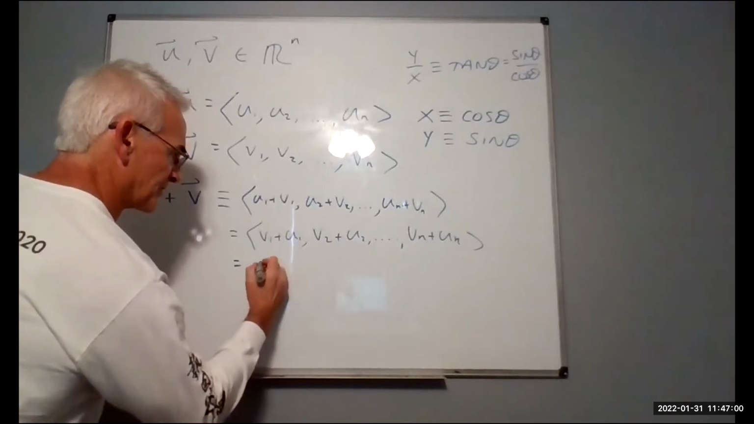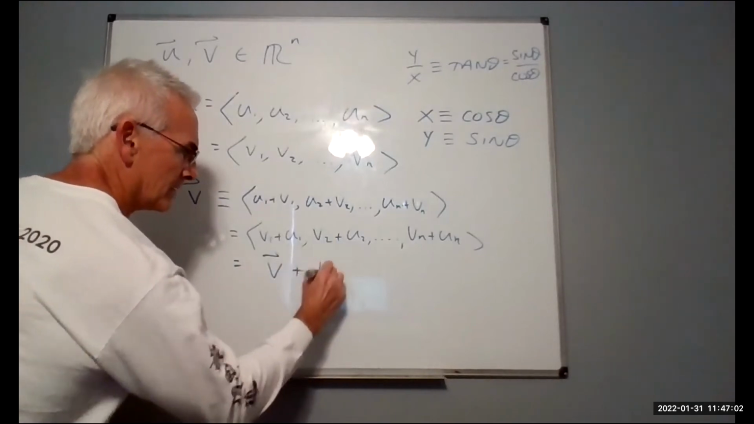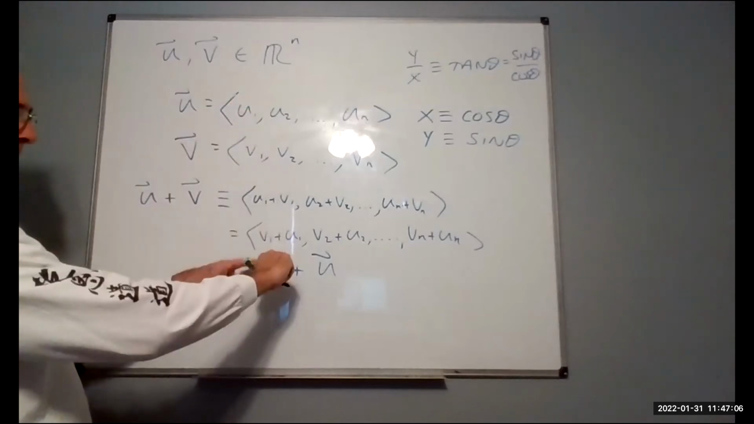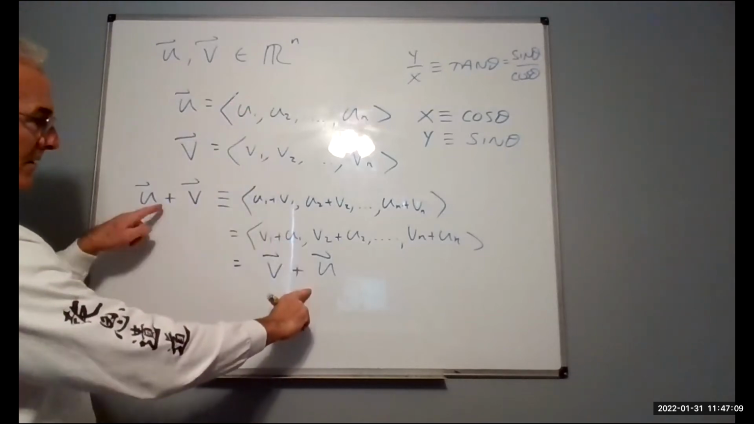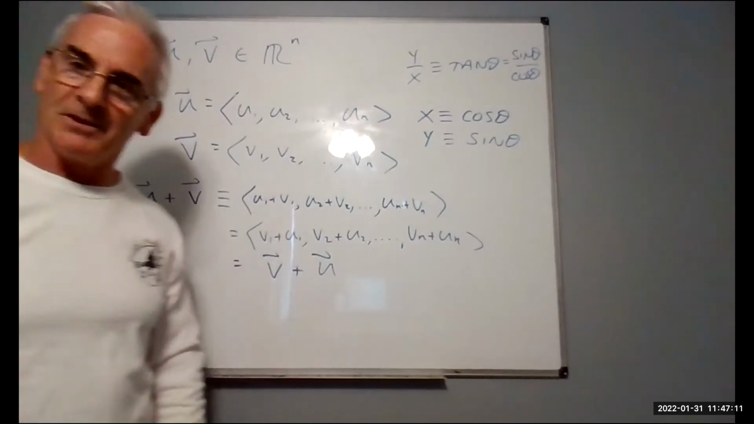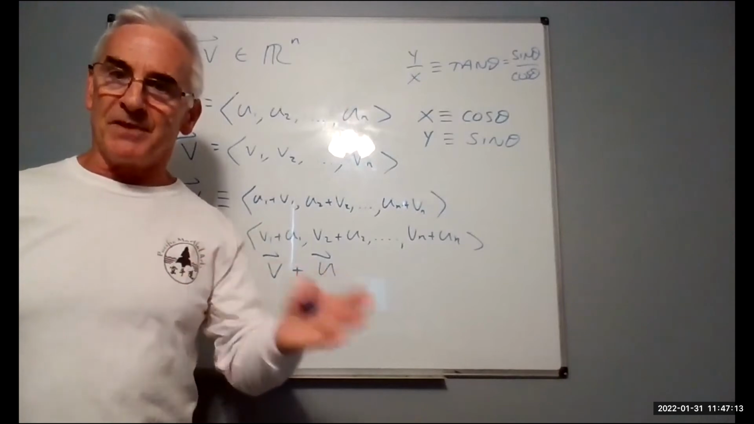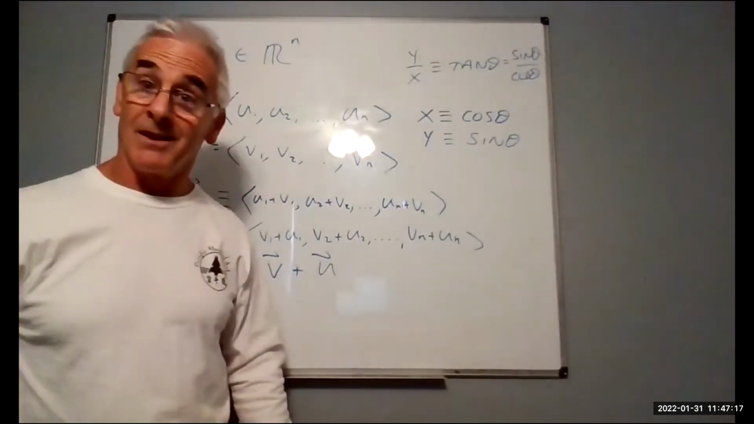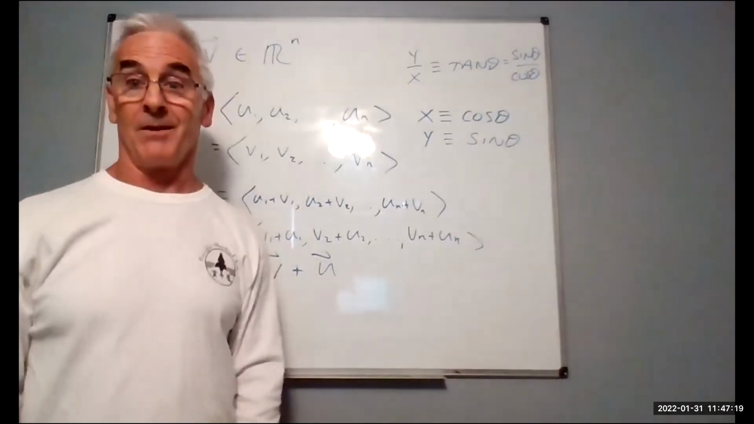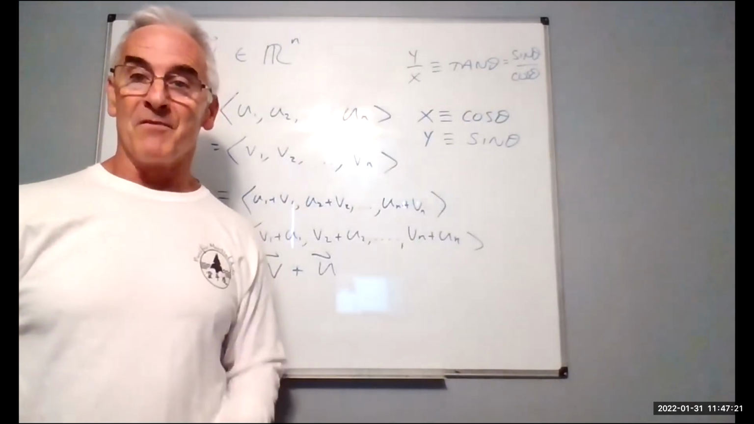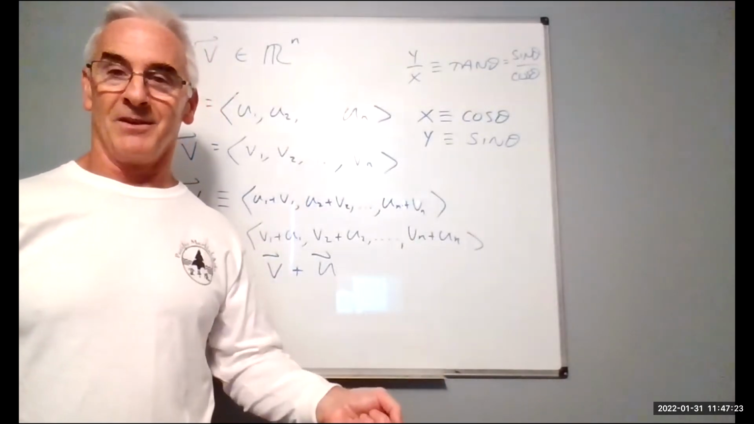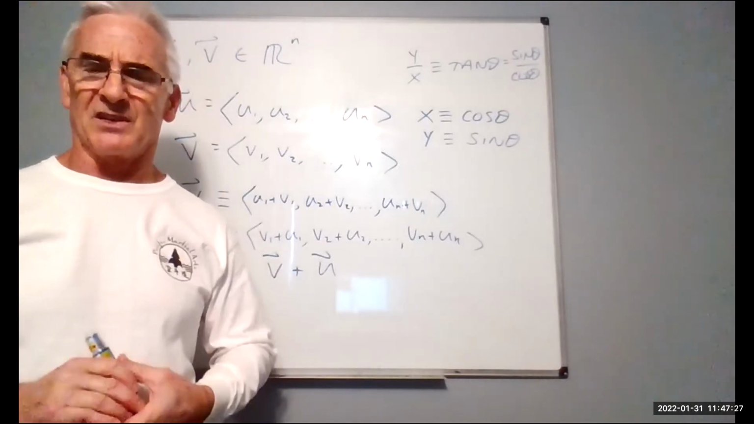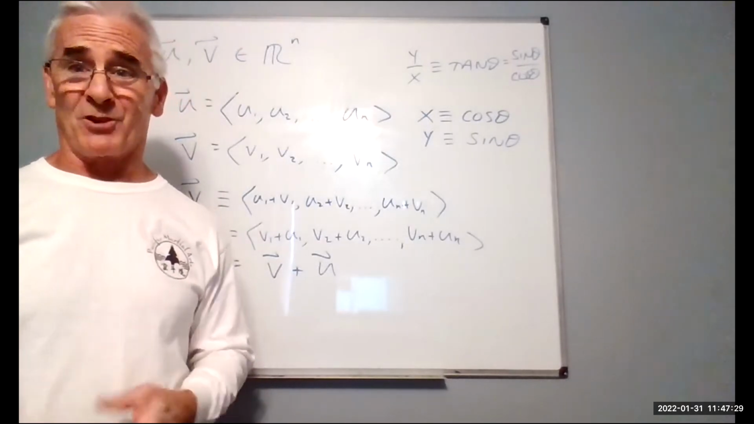But that would mean that this result is equal to v plus u, isn't it? Because based on my definition of vector addition, wouldn't this be v plus u? Oh, well, this is kind of convenient. Our definition of vector addition leads to the result that vector addition is commutative. Oh, that's kind of cool. But isn't everything commutative? No, actually, most things aren't.